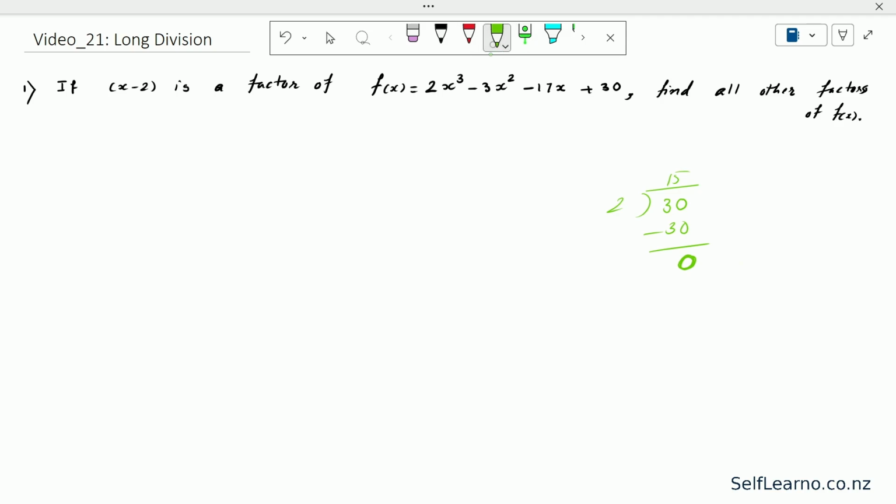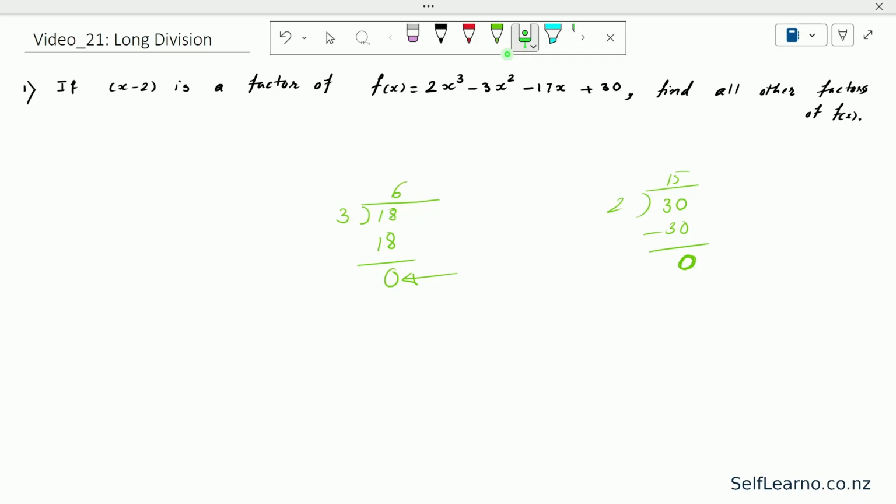Another example. 18. 3 is a factor of 18. Okay. That's why 18 is completely divisible by 3. 3 times 6 is 18. The remainder is 0. That means this 18 is completely divisible by 3.